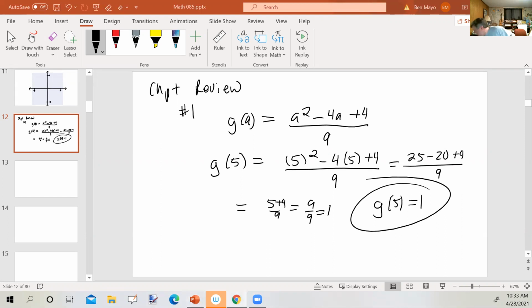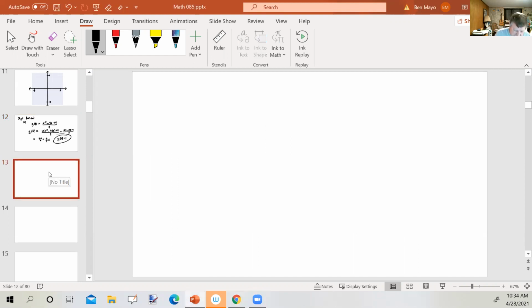Okay, let's go on to the next bunch of questions. Okay, let's see, 23. So this again is from the chapter 8 review. And this is number 23. Okay, and number 23, it says solve the absolute value equation.